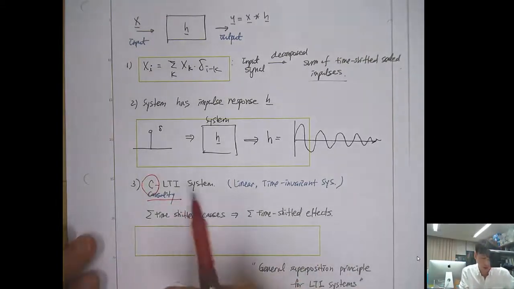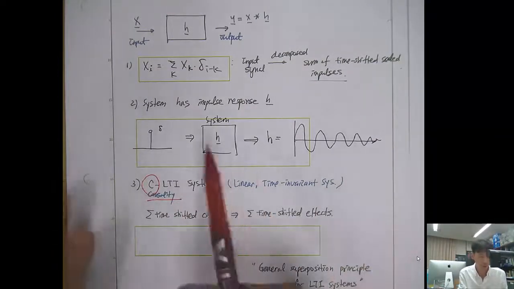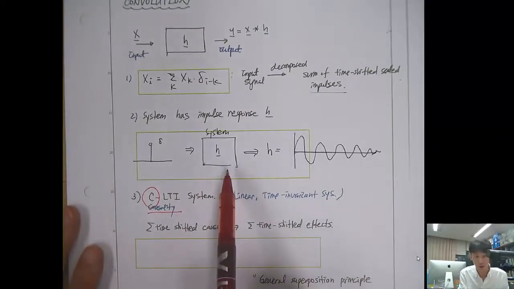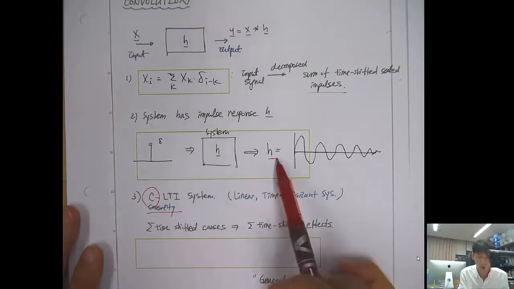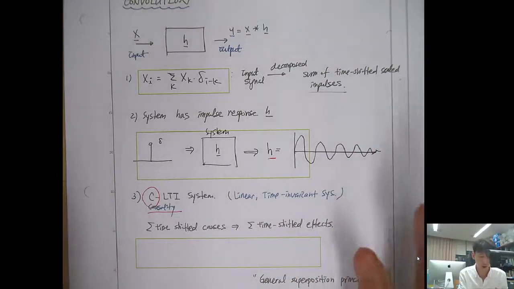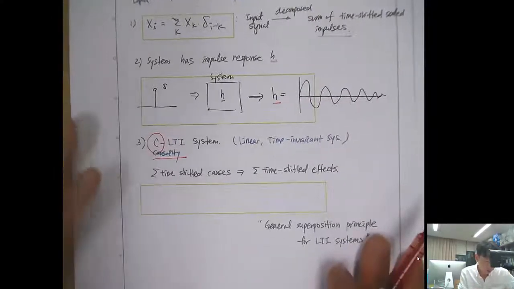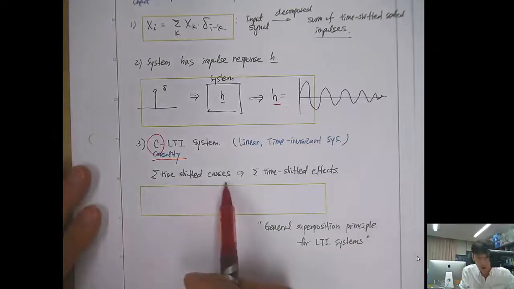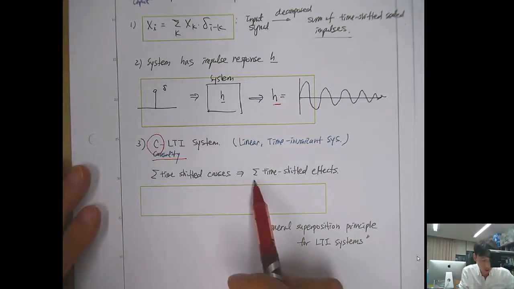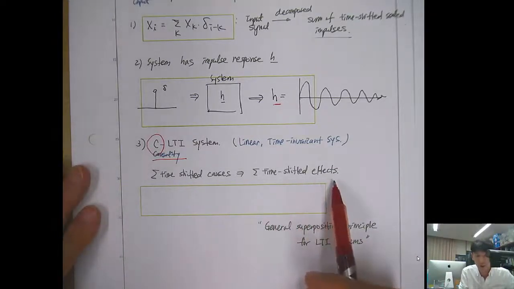And time invariant means that when you measure the impulse response today, and when you measure the impulse response tomorrow, or yesterday, those impulse responses should be the same. That means that it doesn't change with time. So the time-shifted causes will give you the time-shifted effects.